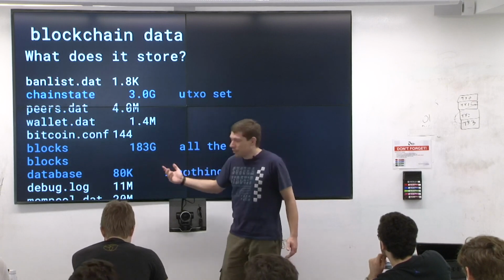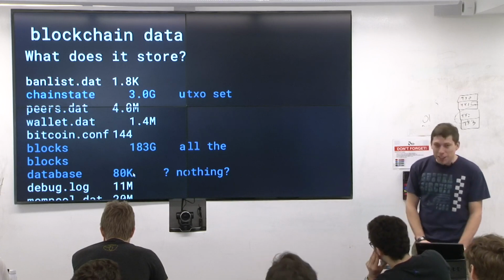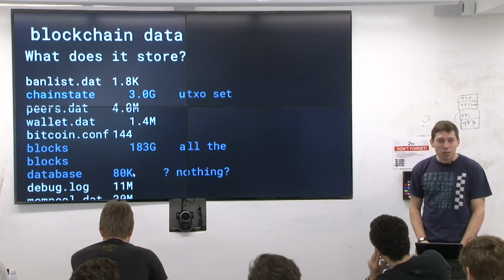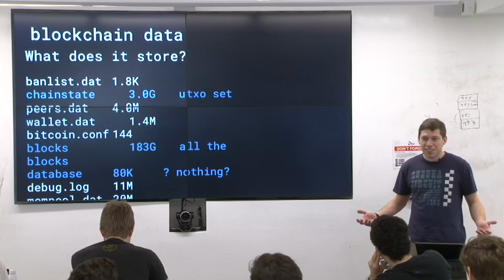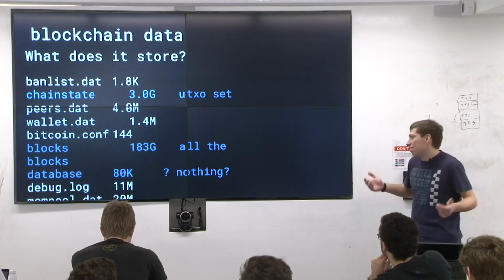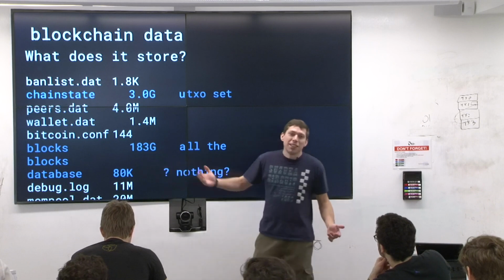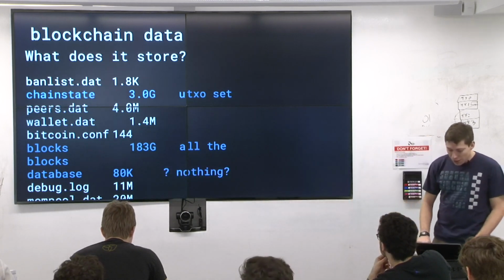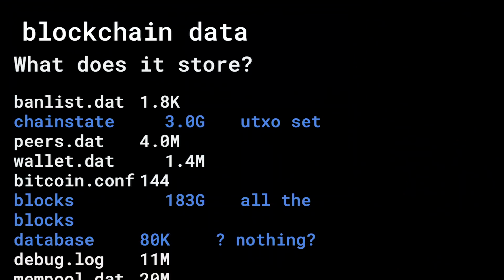What? Oh no. And then database, actually, I have no idea. Does anyone know what that is? There's a database folder, and it's got one little log file, and it's like 80 kilobytes. I don't know what it is. Do you guys know? Okay. Yeah, I don't know. But there's a blocks folder, and that's got all the blocks, and that's your huge amount of data. And this is the UTXO set. Not too bad. So yeah, you can look in it. It's reasonable, but it's kind of big.